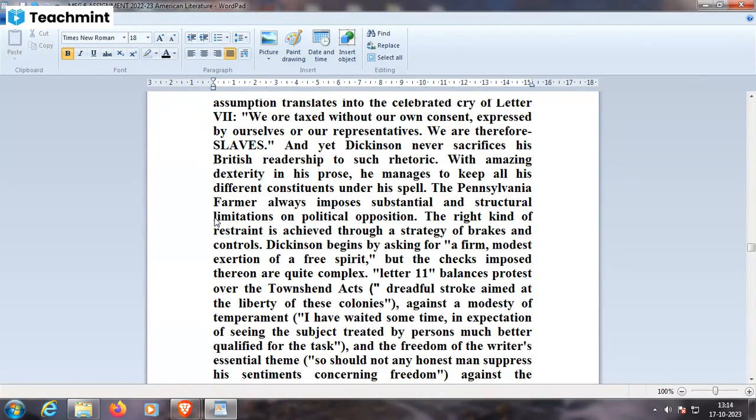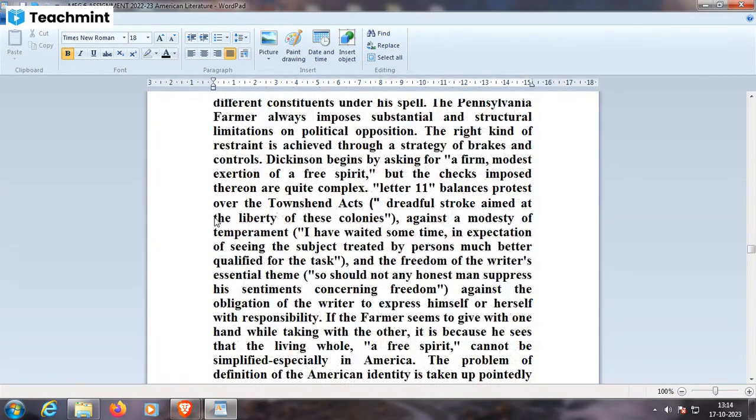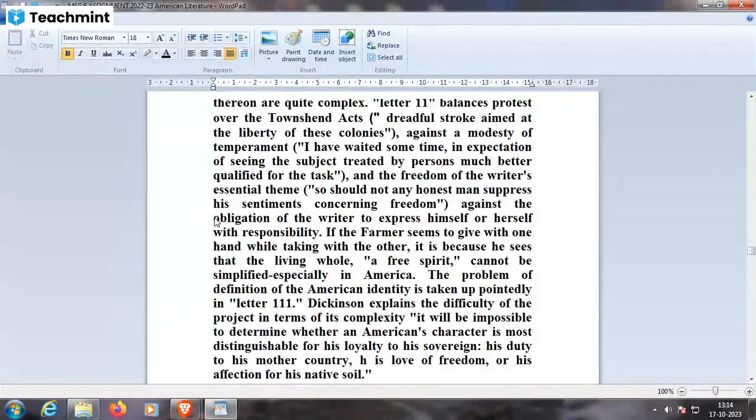And the freedom of the writer is essential, so should not any honest man support his sentiments concerning freedom, against the obligation of the writer to express himself or herself with responsibility. If the farmer seems to give with one hand while taking with the other, it is because he sees that the living whole of a free spirit cannot be simplified, especially in America.